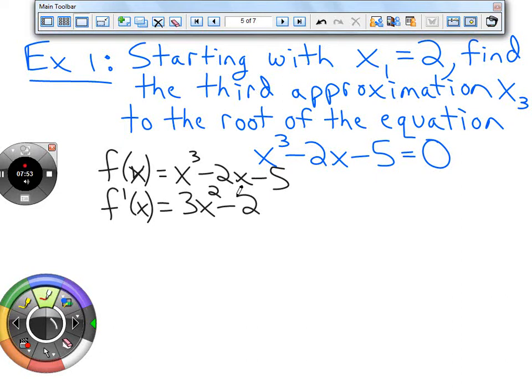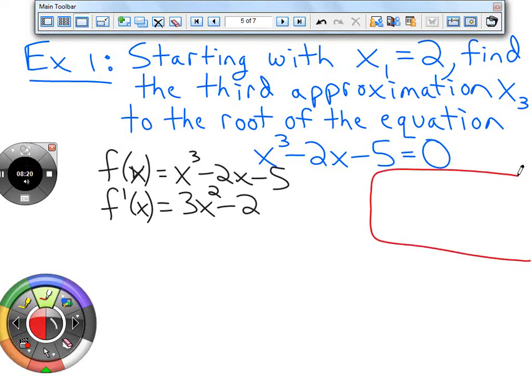They actually already gave us a little bit of a guess, right? They told us to start with x sub 1 equals 2. If we wanted to find a good guess, we could use the intermediate value theorem. This is just a sidebar, okay? Where are they getting these guesses from? This doesn't have to do with finding the answer.